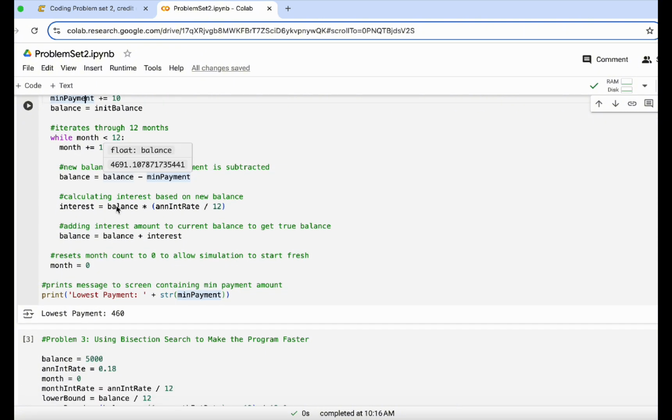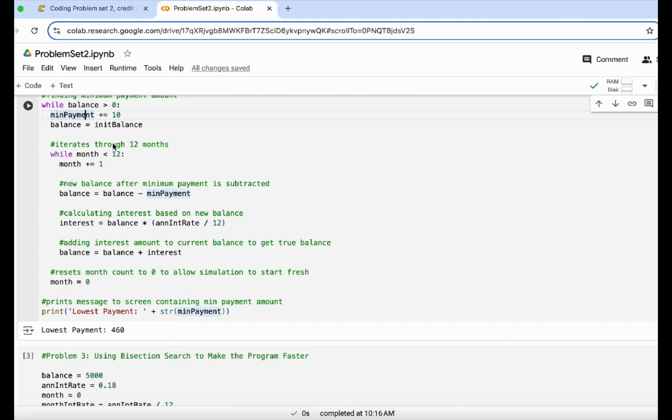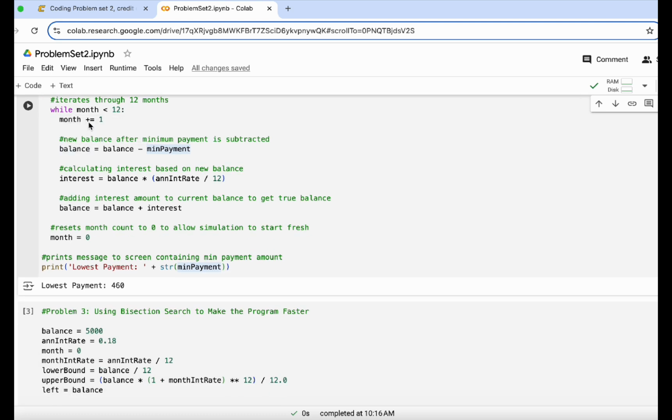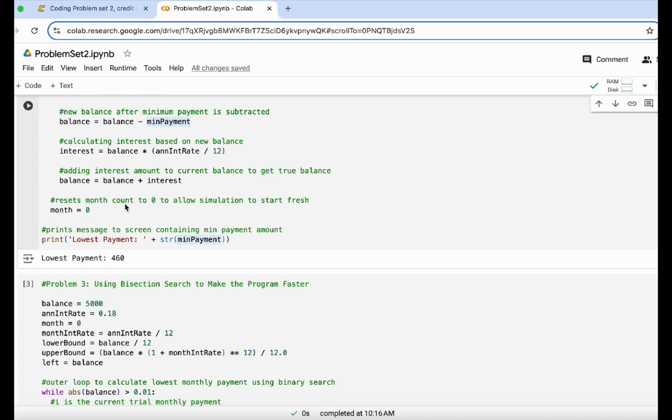So next we have this while loop down here, which is considered the inner loop. This is for iterating through the 12 months of the year. So this statement right here is going to add 1 month each time that this gets activated. So this will go through 12 times.